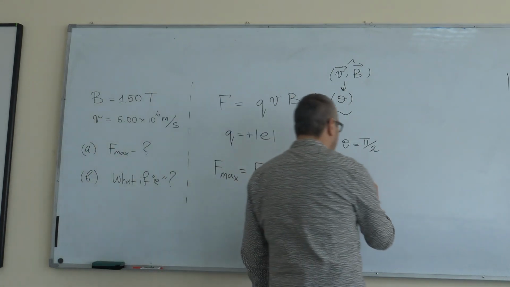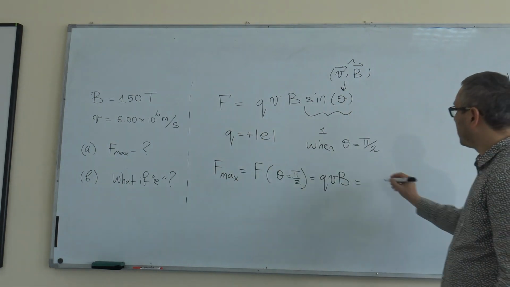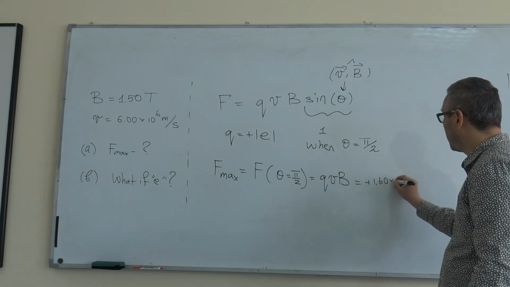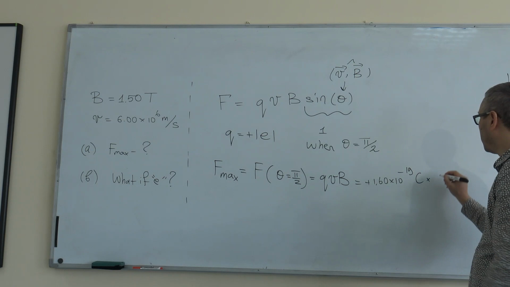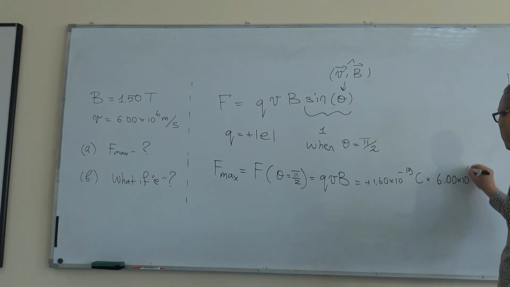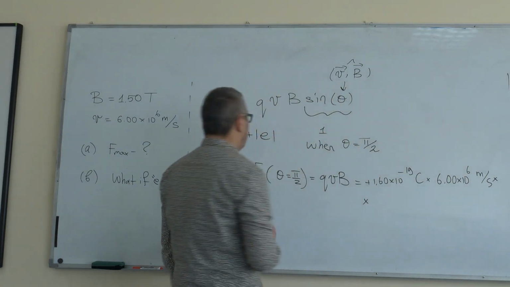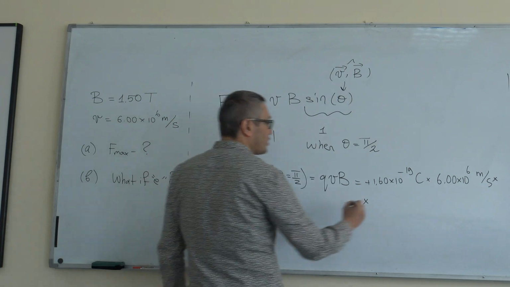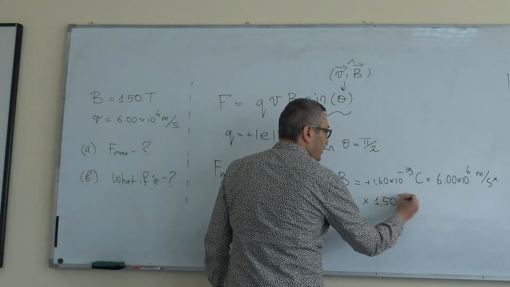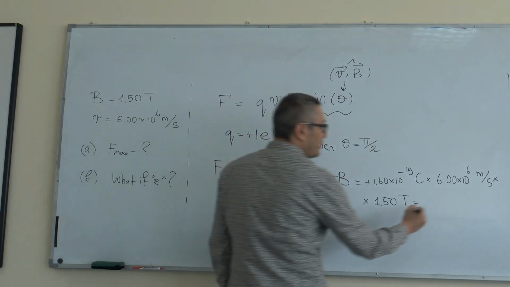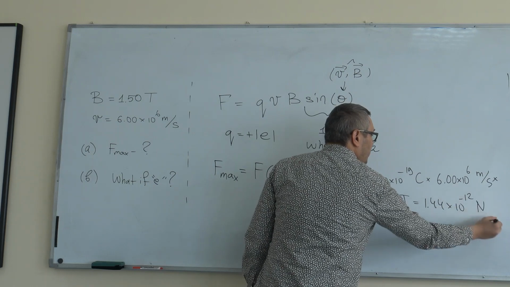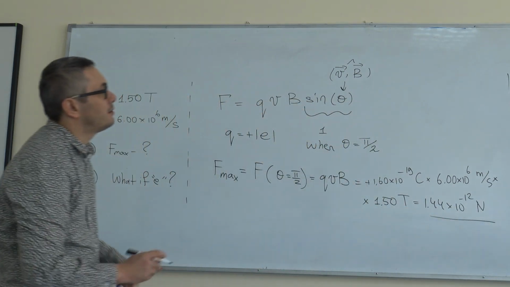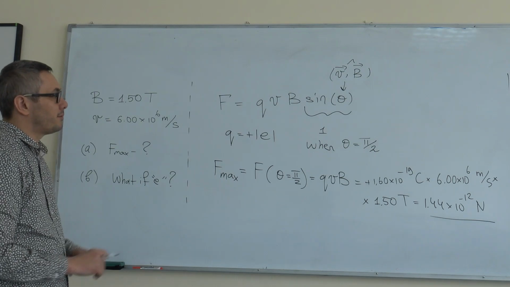Well, let's just substitute. The charge of a proton is 1.6 times 10 to the minus 19 coulomb. Velocity is 6 times 10 to the power 6 meters per second, times the magnetic field, which is 1.5 Tesla. And so you get 1.44 times 10 to the minus 12 Newton. So that's the maximum force exerted by the magnetic field on the proton.